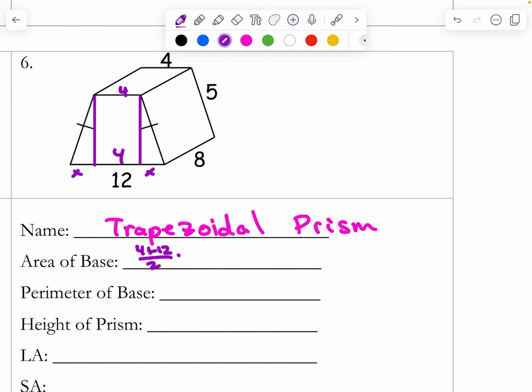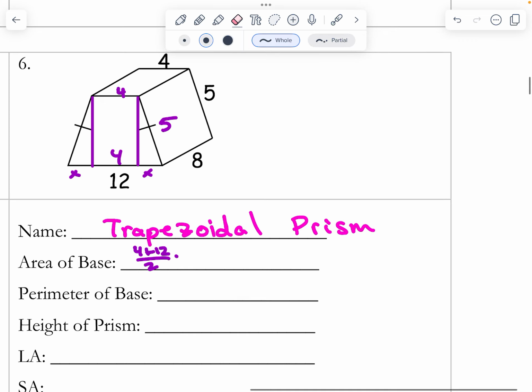Because this 5 is going to be congruent to here, so this has to be 5. The height we don't know, but we do know this base, which is just going to be 12 minus 4, right? The whole thing is 12. We have to take away this 4. So we've got 8, which means that x and x have to both be 4, right?